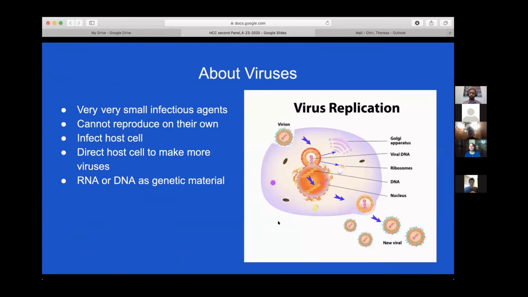So taking a look at viruses, because that's what we're interested in today, they're very, very small infectious agents, on the order of 20 to 400 nanometers. It's really important that they cannot reproduce on their own. They need to infect the host cell, and that's what causes us to become sick. They infect our own host cells, the cells of our body, and then they take over the machinery of our cells to start producing viruses. Our own cells will start producing the viruses and then release them out. And they usually contain RNA or DNA as genetic material.